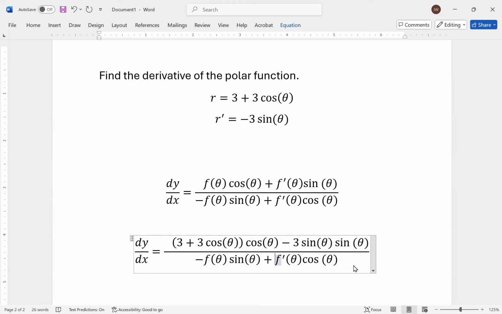In the denominator, negative f of theta turns into negative 3 plus 3 times cosine of theta. And then the derivative obviously is a minus 3 times the sine of theta.